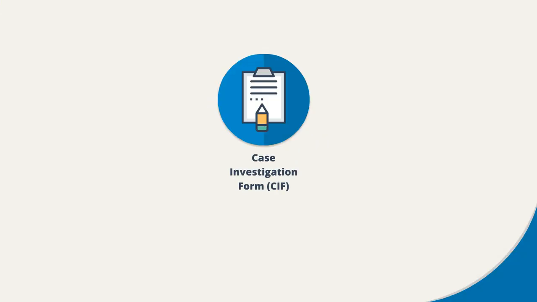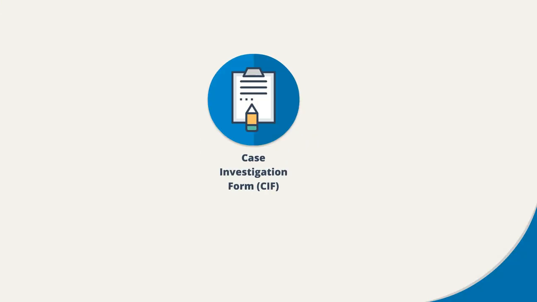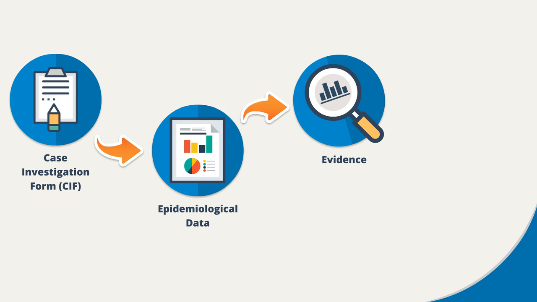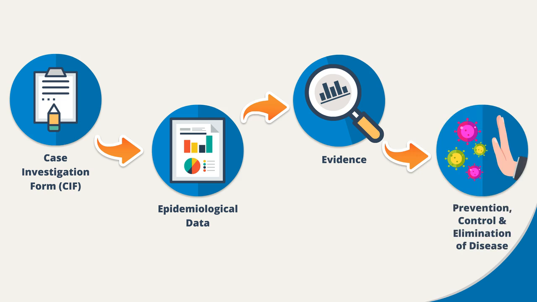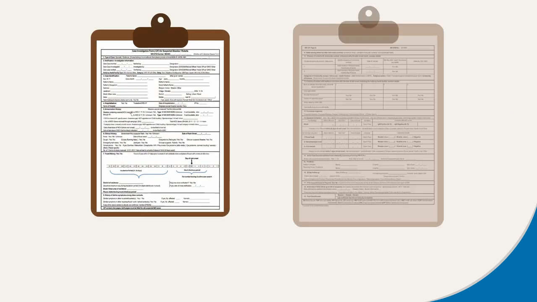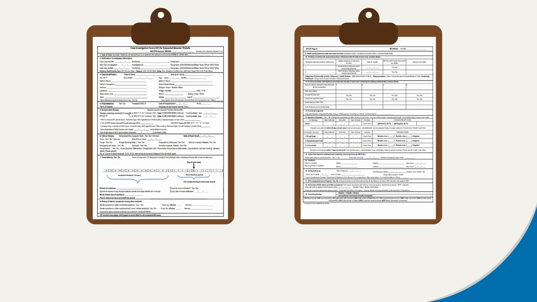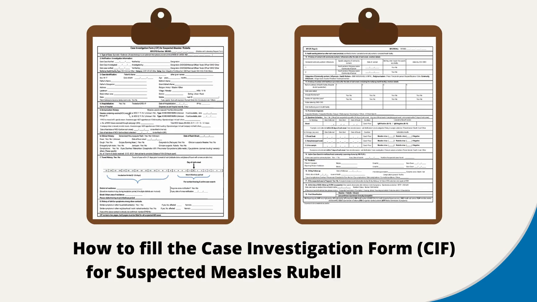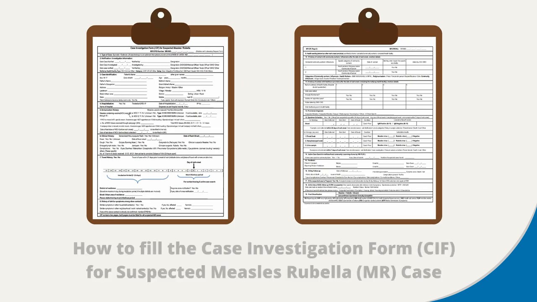Case Investigation Form or CIF is an important document to get the epidemiological data on the disease. Evidence generated by this data help in development of strategies for prevention, control, and elimination of the disease. In this video, we will learn about filling of CIF for suspected measles rubella case.